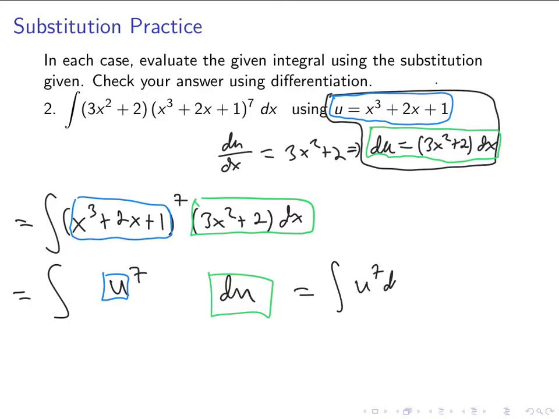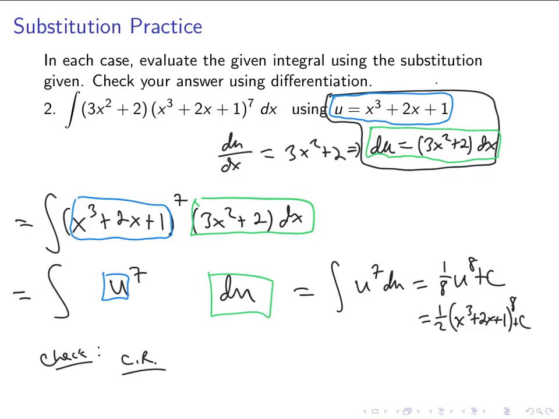So u to the 7th du is 1/8 u to the 8th, and that's 1/8 times this long thing to the 8th. I would recommend that you check. You'll find the chain rule gets used. I won't do it here, just in the interest of time. But if you check by taking the derivative of the answer you got and seeing if it's equal to the integrand, it should work out perfectly, and you should feel yourself using the chain rule the same way we did on the previous slide.